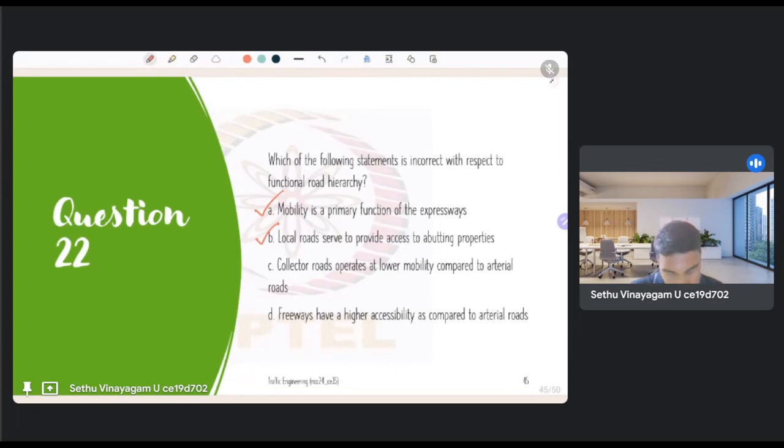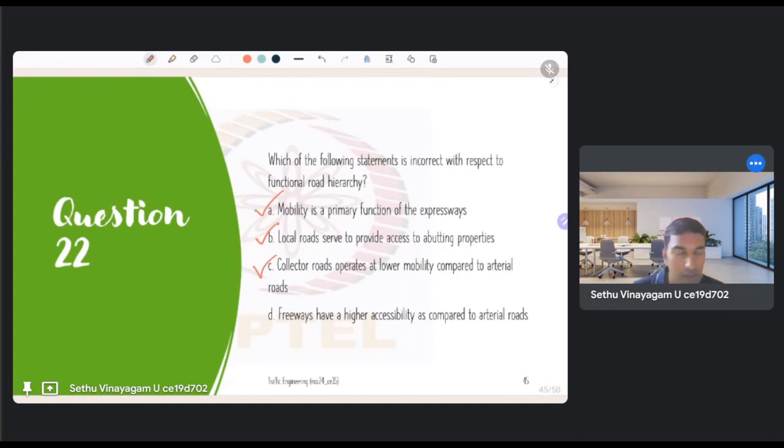So which means these local roads serve as providing access to the neighboring areas. Okay, so B is also correct. C, collector roads operate at lower mobility compared to arterial roads. This is also correct because collector roads come below the arterials in the hierarchy.